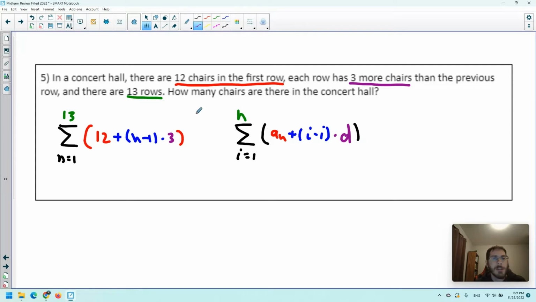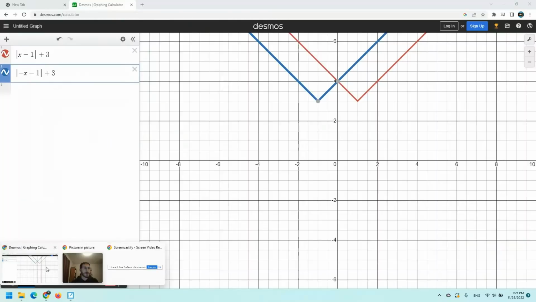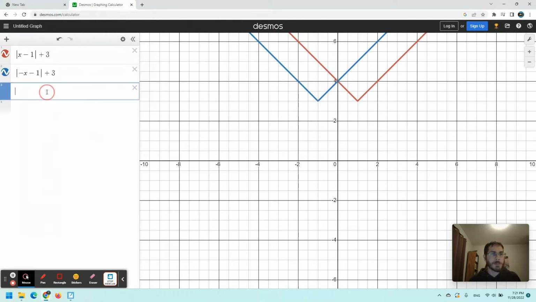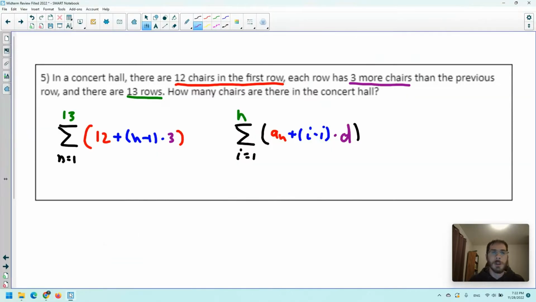Now, again, since this is just going to be a sigma question, we can just throw this into our calculators to figure it out. So we want to go the sum from 1 to 13. I think it was 12 plus n minus 1 times 3 to give us 390. Let me just double check to see those are correct. 12 and 3 and 13. Everything looks good there. So 390 is our answer.